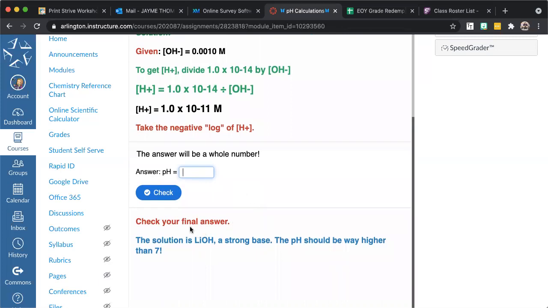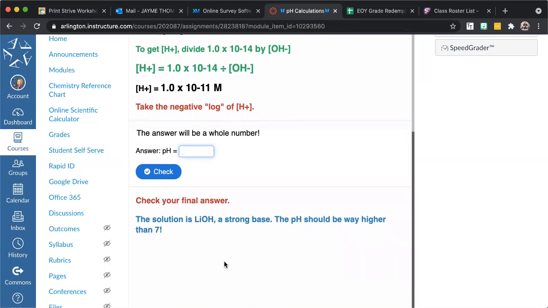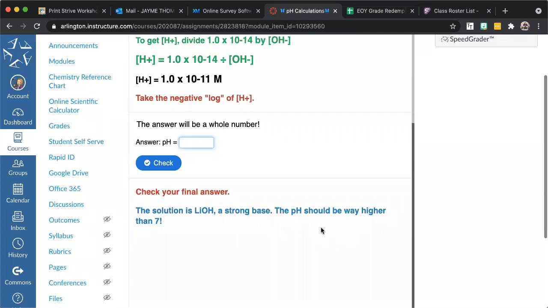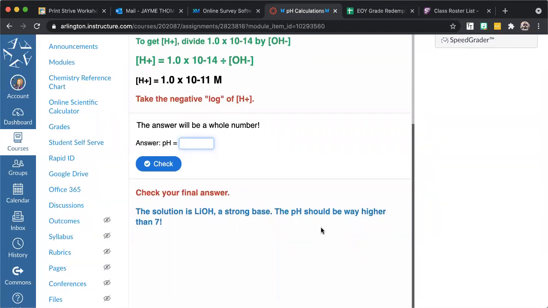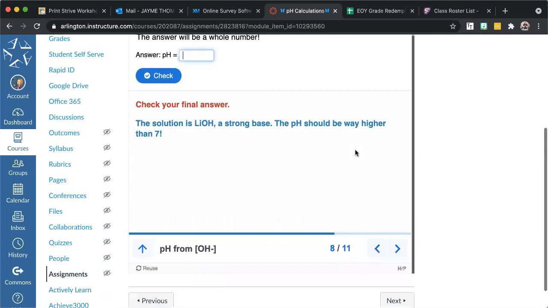One thing to watch out for, guys: lithium hydroxide is on our list of strong bases. So the pH should be pretty high. It should be a lot higher than 7 because it's a strong base. Keep that in mind when you're doing these calculations. If you have strong bases or strong acids, remember their numbers are going to be pretty high or pretty low, depending on if it's the base or the acid. If you have a base, the pH should be higher than 7. If you have an acid, the pH should be lower than 7. If you get a number that doesn't make sense, you might want to check your calculations again.